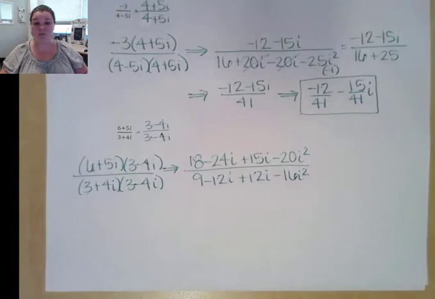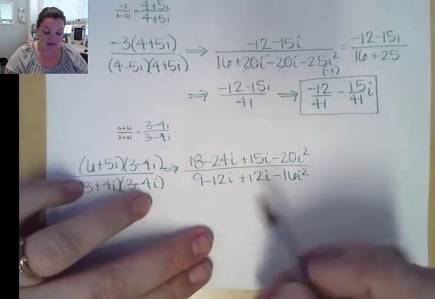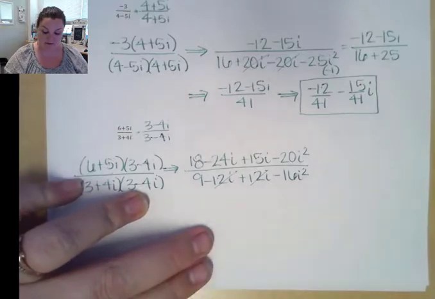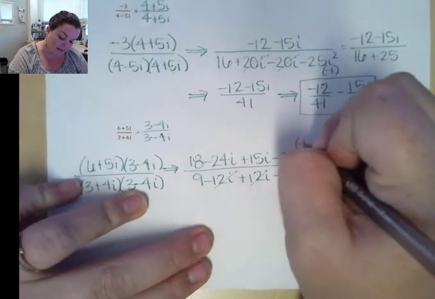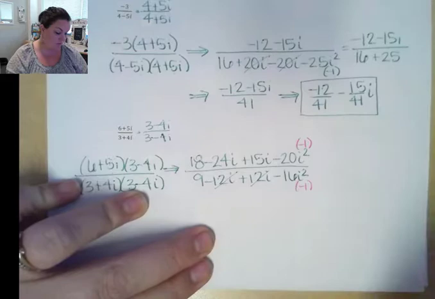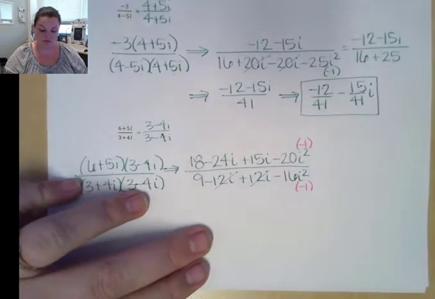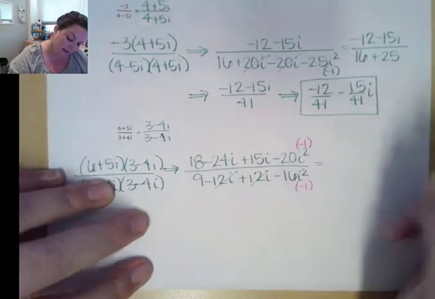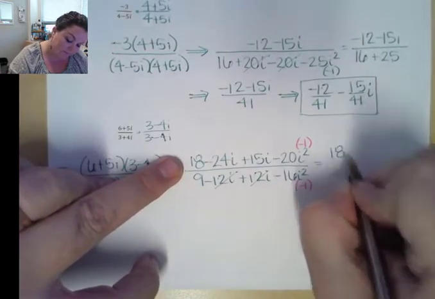And now we need to do some simplifying, right? My i terms are opposite on the bottom, so they cancel. And then both on the bottom and the top, I need to replace that i squared with a negative 1. Okay, so I'm just going to write what I have now. So on top, I have 18.